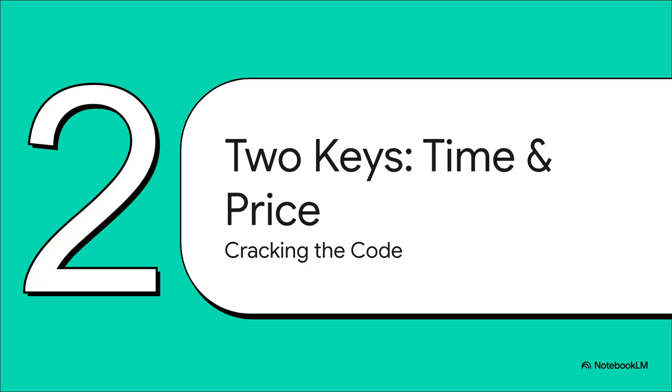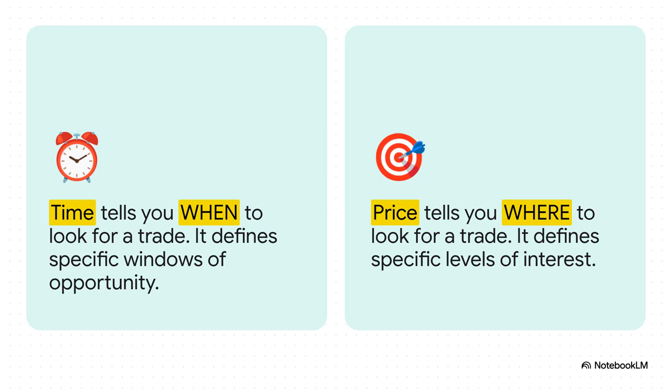This whole strategy really tries to crack the code using two fundamental keys. Now, this is such a powerful way to simplify your entire approach. Instead of getting lost in all the noise, you're just asking two simple questions. First, when should you even be paying attention? This strategy gives you specific windows of opportunity. And second, where on the chart is the critical action most likely to happen? This defines your specific levels to watch. It's all about focusing your energy at the right time and in the right place.